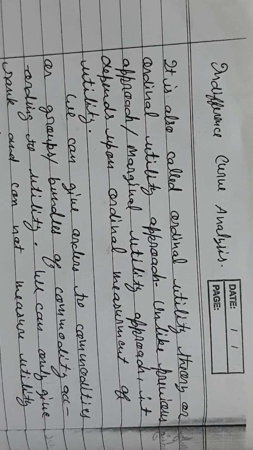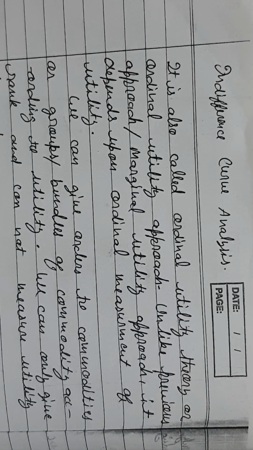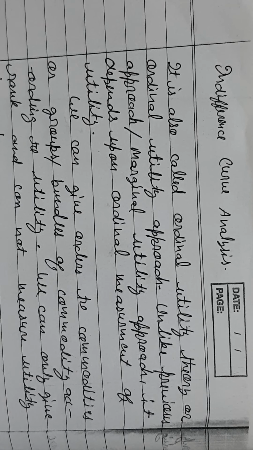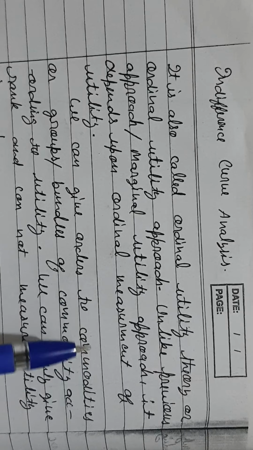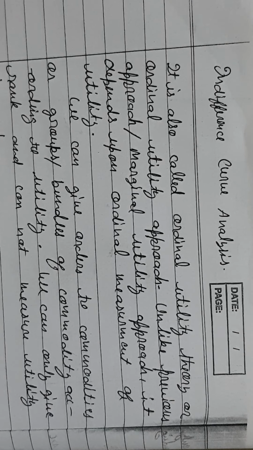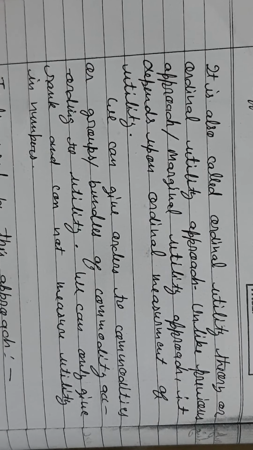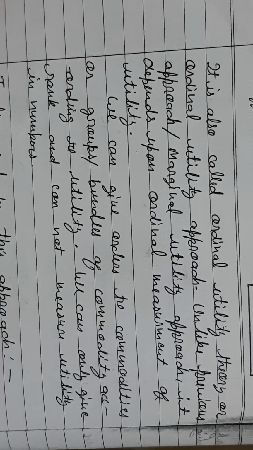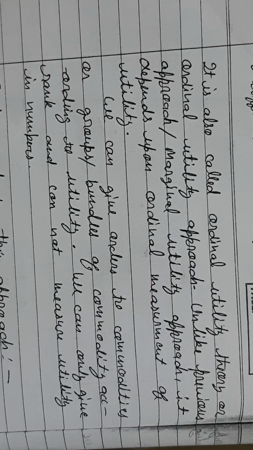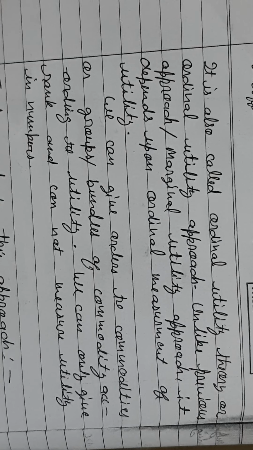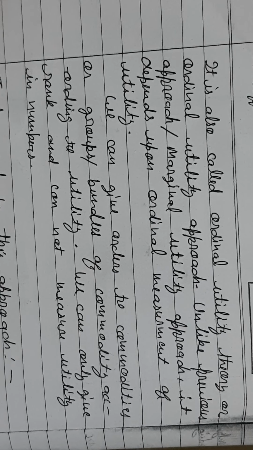Hello students, today we will discuss indifference curve analysis. It is also called ordinal utility theory or ordinal utility approach. In this theory, we assume that we can give orders to commodities, or to bundles or groups of commodities, according to the utility we are getting out of them. We can give orders or ranks only.